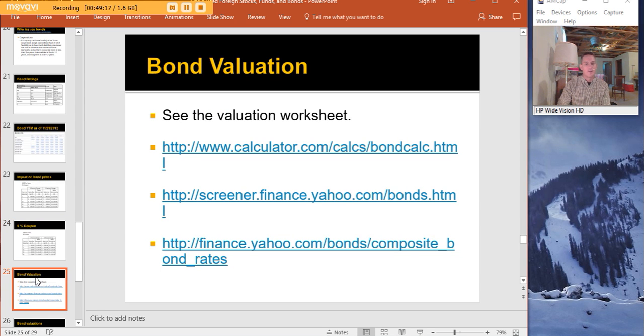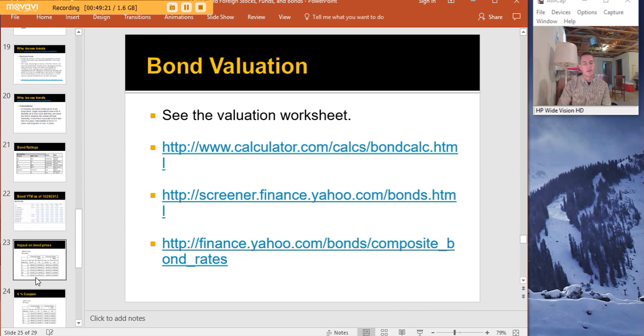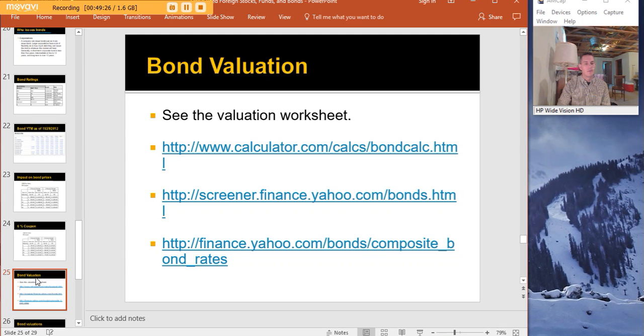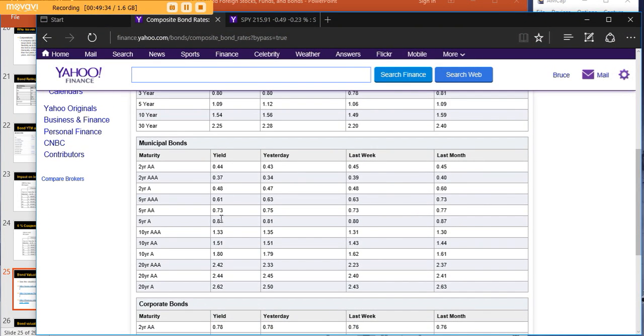We're not going to do a bond valuation. Again, the way we evaluate bonds is really, if we're holding it to maturity, then yield to maturity is typically how we evaluate those. You'd want to check on that Yahoo composite and make sure you're getting a higher yield than what the average is.